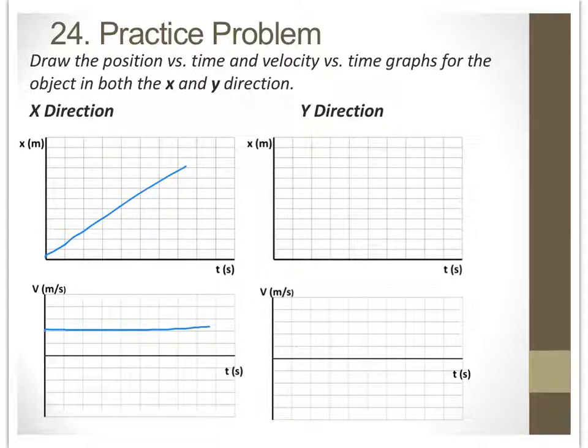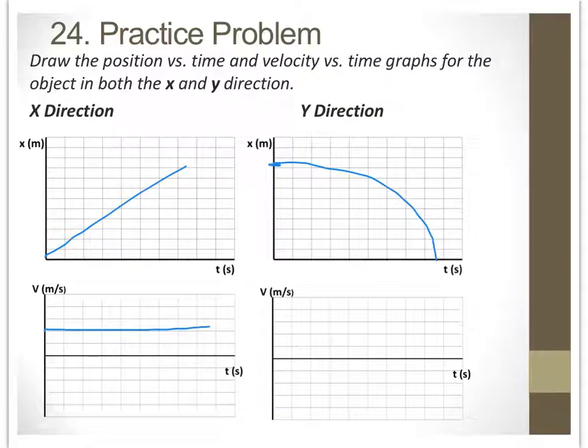In the y direction, we started some height above the ground, so I'm going to start up here. We were traveling down and also speeding up, or accelerating down. So I'm going to have a line that's going down and getting steeper, meaning it's concave down. So my line's going to look something like that, showing a negative velocity and a negative acceleration.